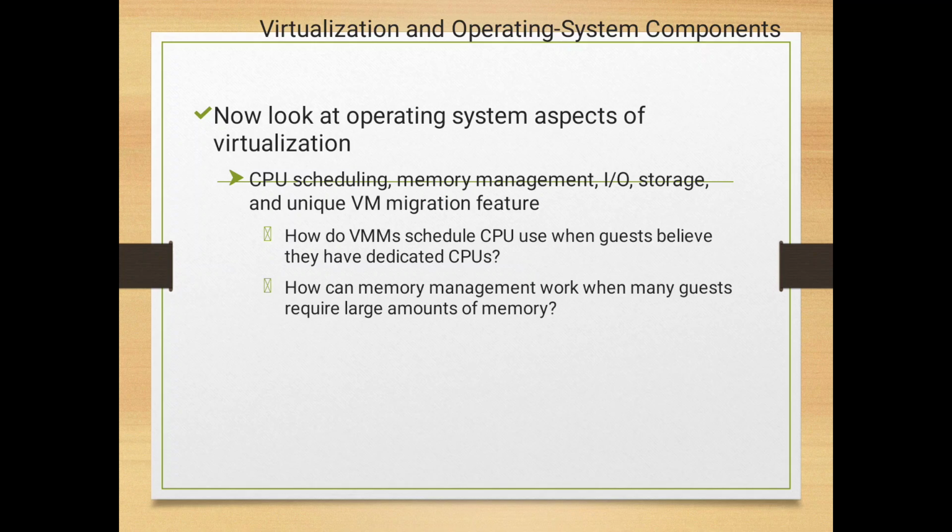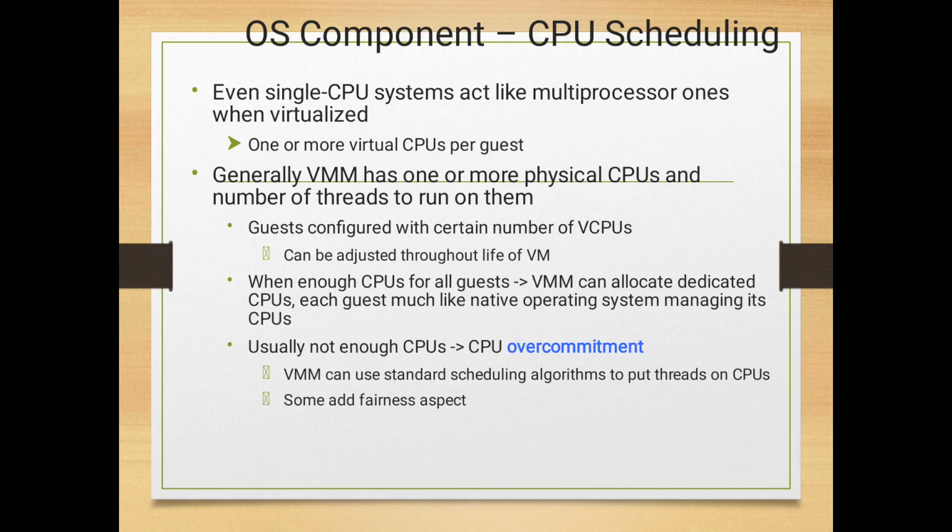So here we are going to discuss how a virtual machine schedules the CPU when guests believe they have dedicated CPUs, and how memory management can work when many guests require large amounts of memory. In this OS component, for CPU scheduling, even single CPU systems act like multiprocessors when virtualized. So, one or more virtual CPUs per guest. Generally, virtual machines have one or more physical CPUs and a number of threads to run the programs on them.